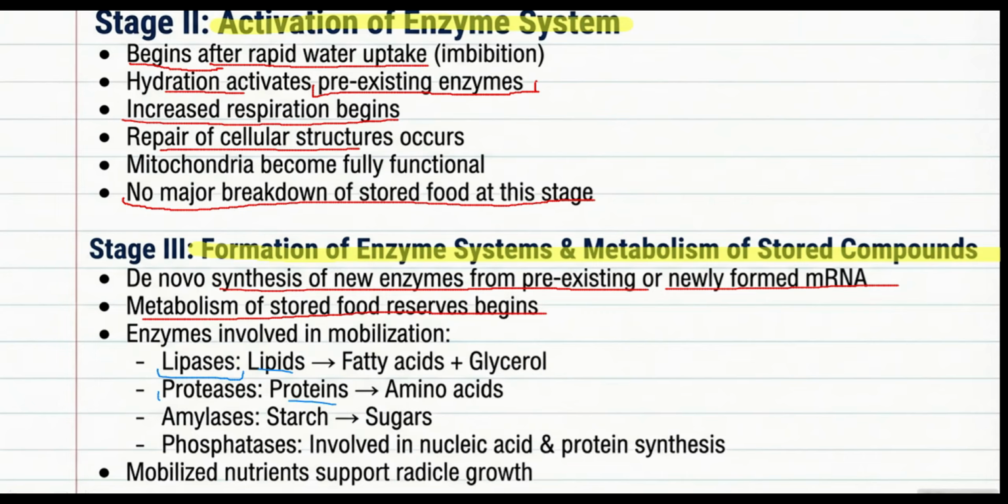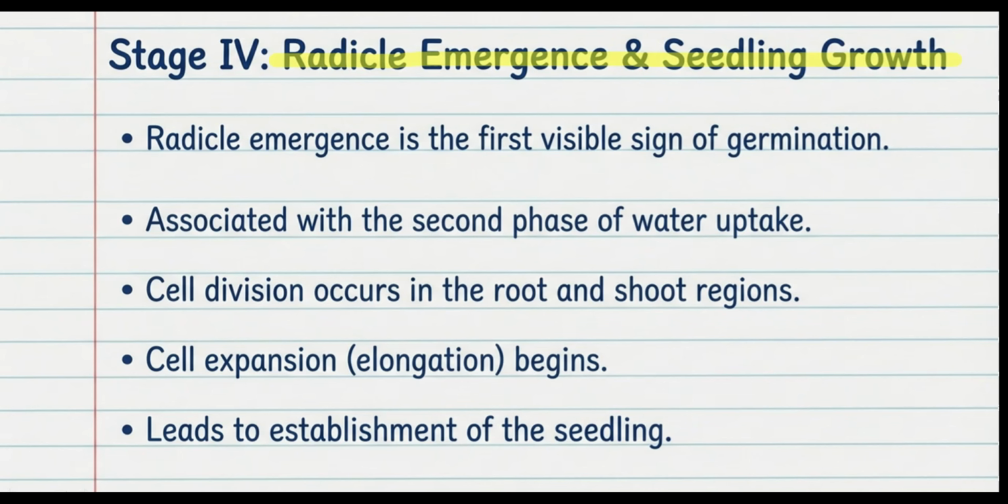Lipases hydrolyze lipids into fatty acids and glycerol. Phosphatases release phosphate groups necessary for nucleic acid and ATP synthesis. These simpler molecules are transported to the growing embryonic axis, especially to the radicle, supplying both energy and structural components required for growth. Then comes stage 4, radicle emergence and seedling growth.